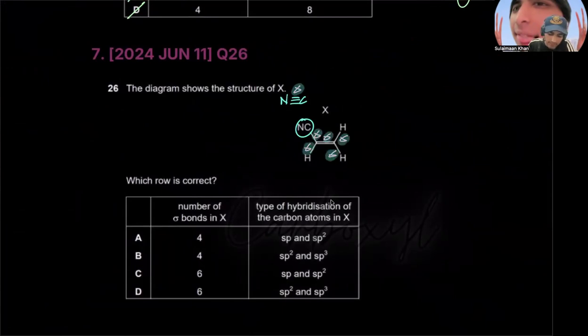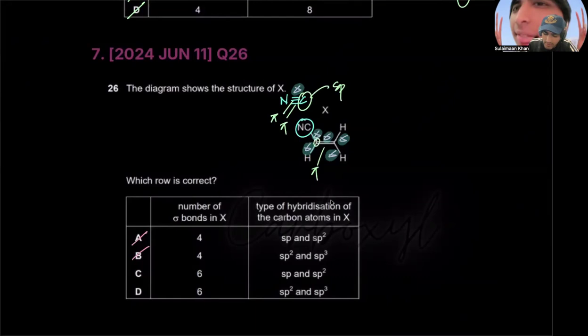You have 6 sigma bonds, therefore A and B are wrong. And obviously, only one sigma bond can exist between two atoms. The other 2 bonds are obviously pi, and this is the third pi bond, right? Now you think, what is the hybridization of the carbon atoms in X? If you look at this carbon, it's triple bonded to nitrogen and single bonded to this fella. So in total, it's bonded to 2 atoms and no lone pair, and that means it's linear. It is sp hybridized, right?